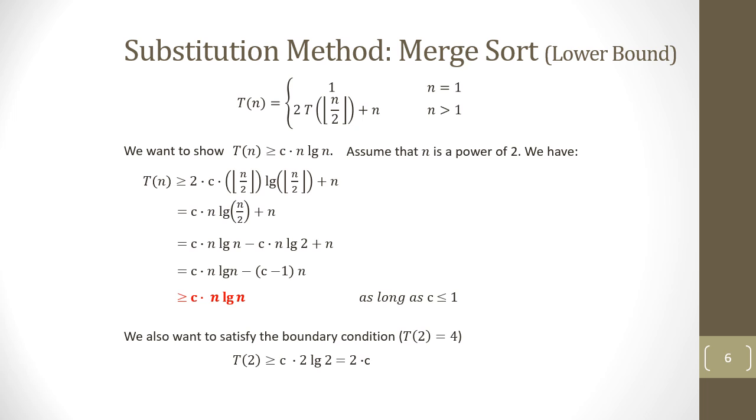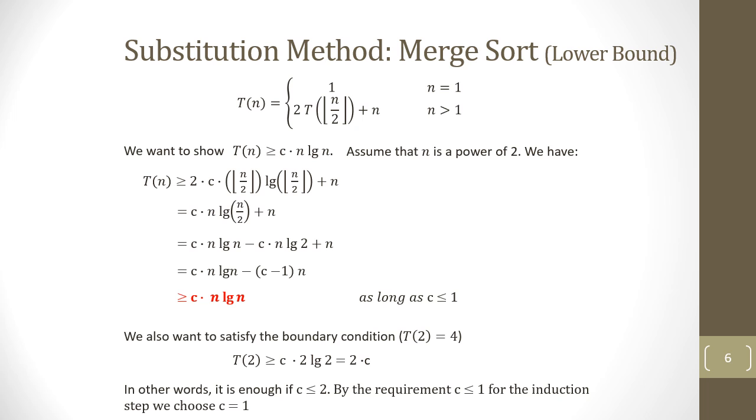We also want to satisfy the boundary condition, which is the base case, that is T(2). If we solve that, we get c is greater than or equal to 2. So in other words, it is enough if c is greater than or equal to 2. By the requirement c greater than or equal to 1 for the induction step, we choose c equal to 1. Since we are solving for the lower bound, we will choose the smaller value of c out of the 2. So we can prove both the induction step as well as the base step.